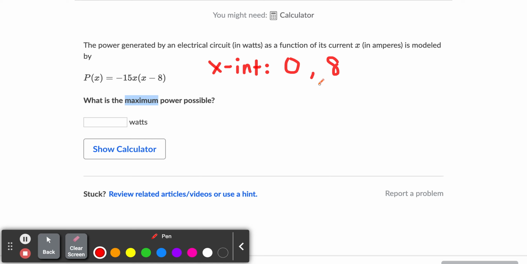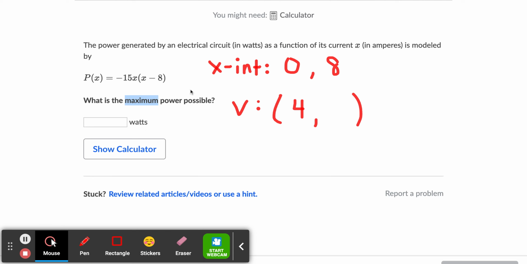There's maybe a better way to write this, but I'm saying there's two x-intercepts, one at 0 and one at 8, okay? So that means halfway in between should be 4, okay? So my vertex should definitely be 4 comma something, right? Halfway between 0 and 8 is 4. Your axis of symmetry goes through x equals 4. That means my vertex has the x value of 4, and I just need to figure out what the matching y value is, okay?